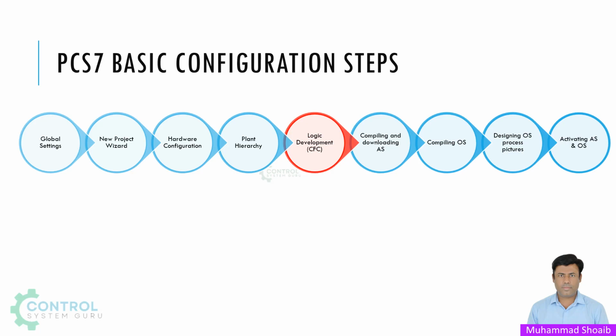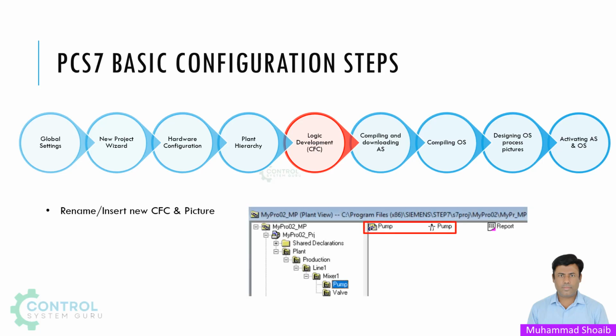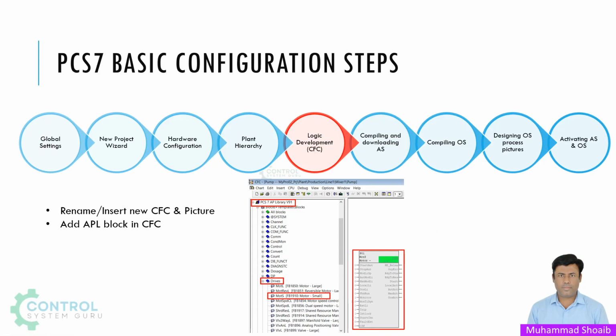After configuring the plant hierarchy, we'll develop our logic. So we will rename our CFC chart and the picture object. Then we'll add the APL block, Advanced Process Library block. As you can see, we select the Advanced Process Library version 9.1. Then we select the drive, and after that the motor object, and we just select and drag and drop it here.